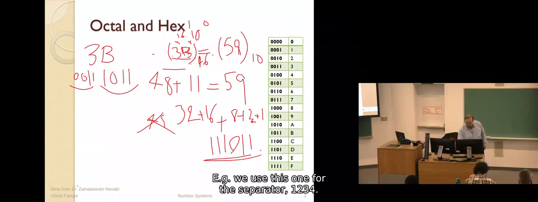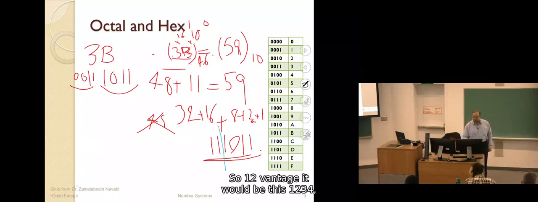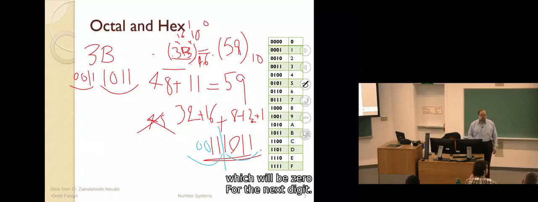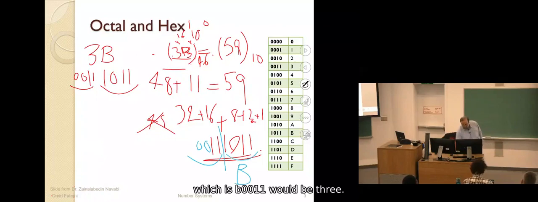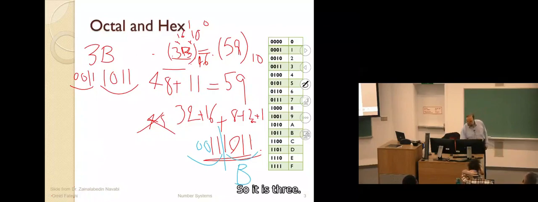1, 2, 3, 4, so one digit would be this. And 1, 2, 3, 4, which would be 0 for the next digit. So this digit, 1, 0, 1, 1: 8 plus 2 plus 1 is 11, which is B. 0, 0, 1, 1 would be 3. So it is 3B. Okay?